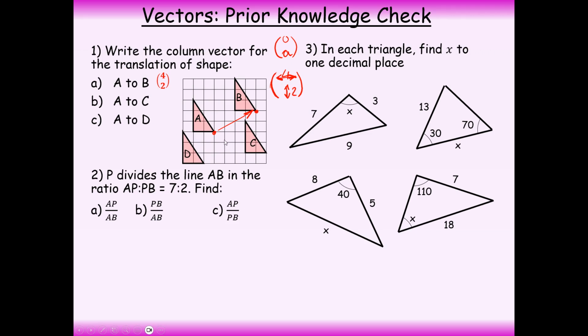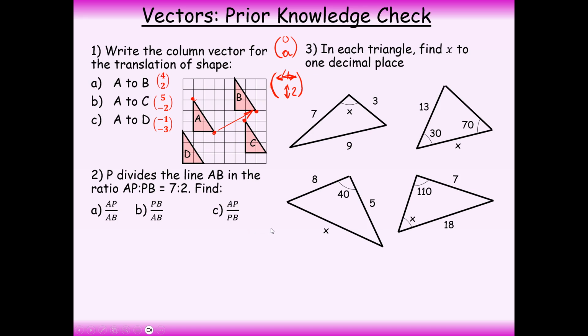So A to C, have a go at this. It doesn't matter which corner you take, you could take the top right corner or top left corner. You say that it moved 5 units to the right and 2 units down. So 5, minus 2. And A to D is 1 to the left and 3 down. So minus 1, minus 3. Moving to the left means minus 1. Moving down means minus 3.